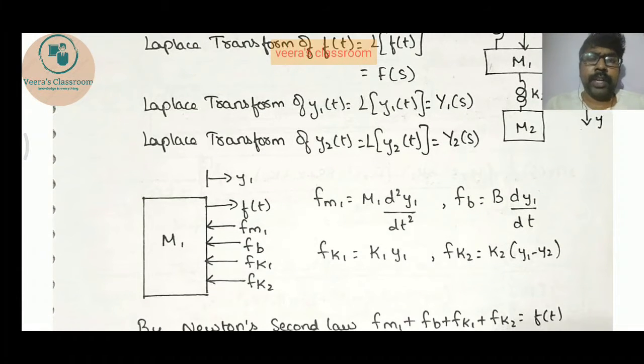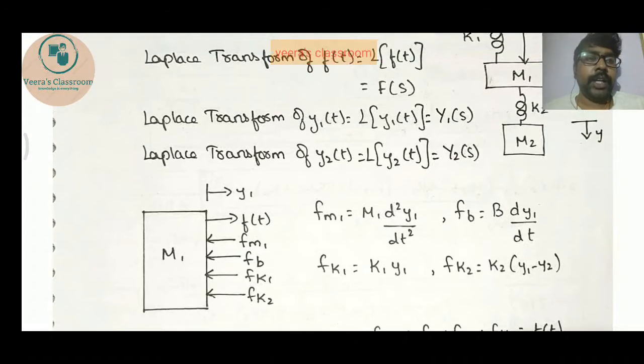When the free body diagram is given, all the opposing forces should be in the inward direction. So in the inward direction are fm1, fb, fk1 and fk2, and the outward direction is the applied force f(t). By using these idealized formulations, we can write the equations for fm1, fb, fk1 and fk2 directly. So fm1 equals m1 into d square y1 by dt square, fb equals b into dy1 by dt, fk1 equals k1 into y1, fk2 equals k2 into (y1 minus y2).